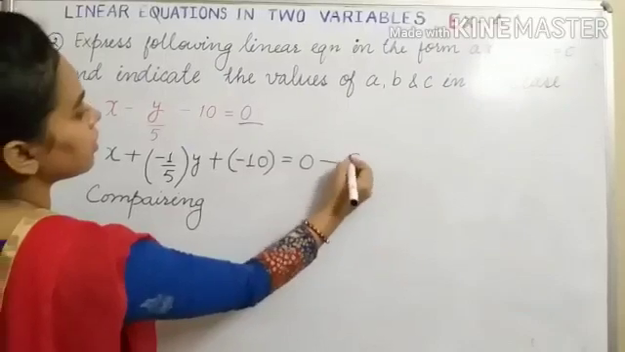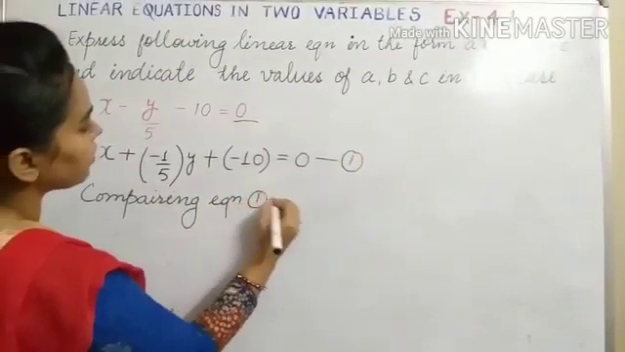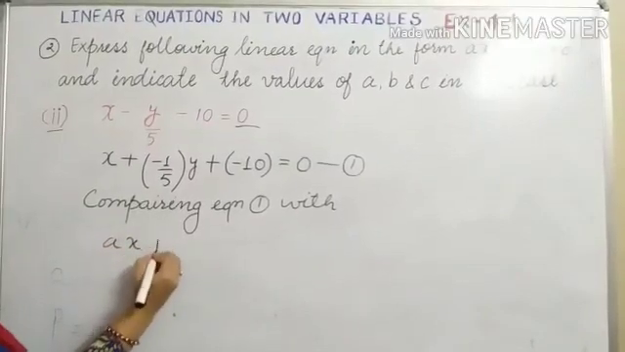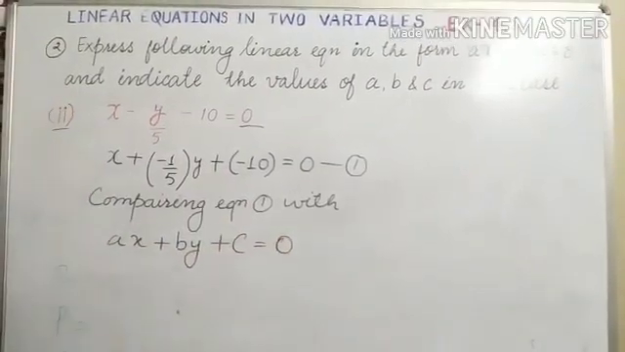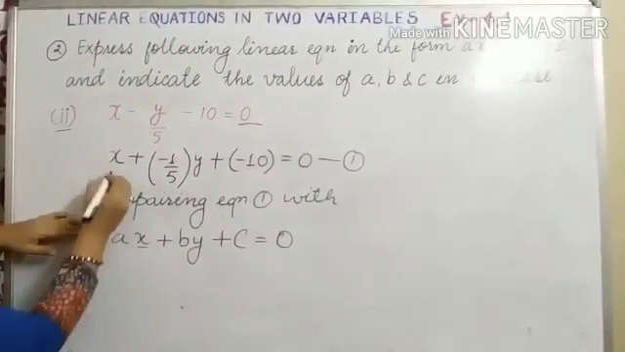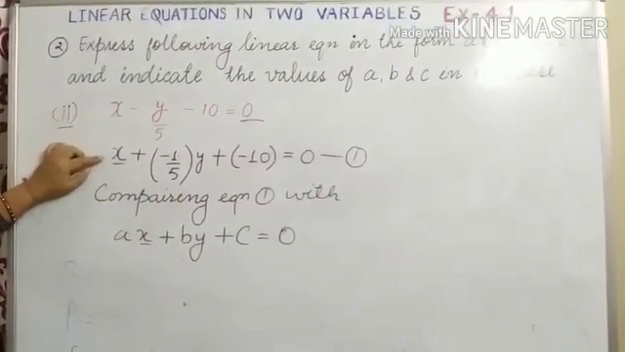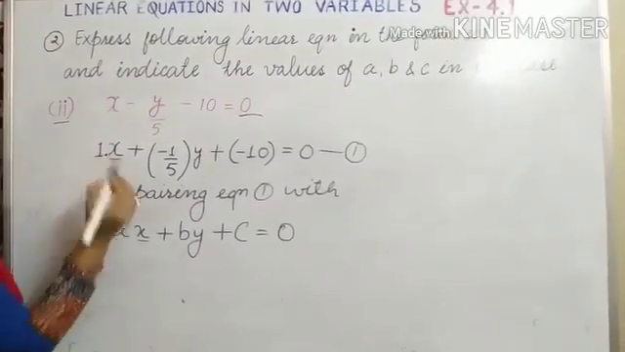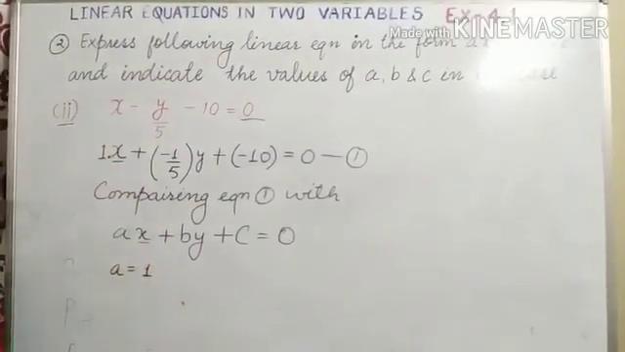Comparing, this is our equation number 1. Comparing equation 1 with ax plus by plus c equal to 0. Now we are comparing both these equations. Here the coefficient of x is a, and what is the coefficient of x in our equation? If nothing is written here, that means the coefficient of the variable is 1. That means a is equal to 1.